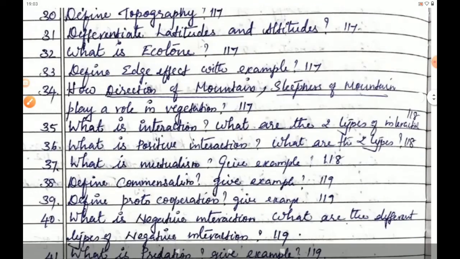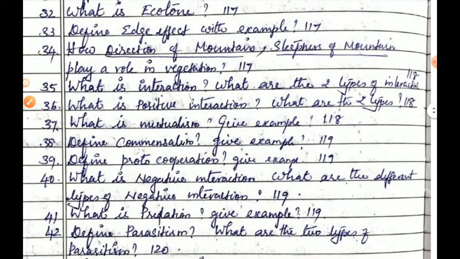Students, 35th question is, what is interaction? What are the two types of interaction? The answer is given in page number 118, interaction. It is given in the fourth line, under the heading 6.2.4 biotic factor, the first paragraph, fourth line.